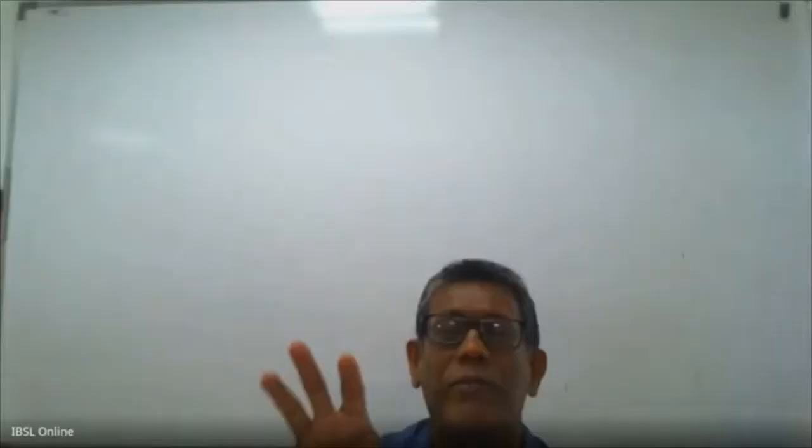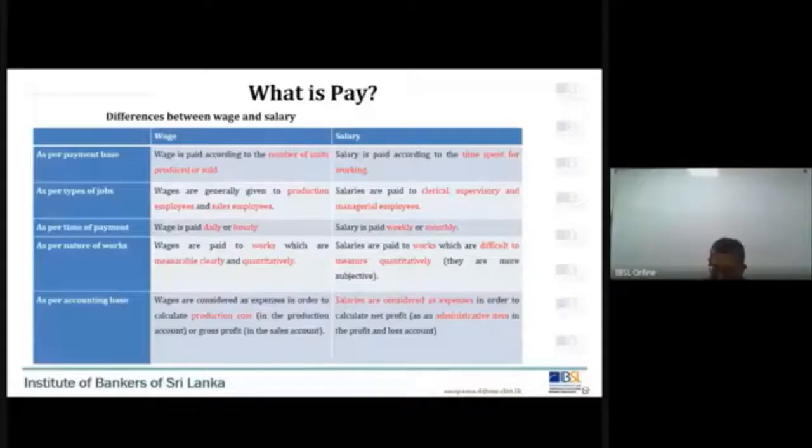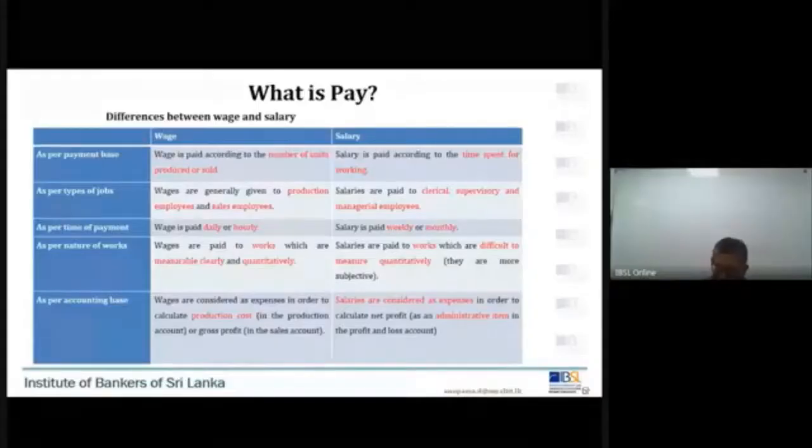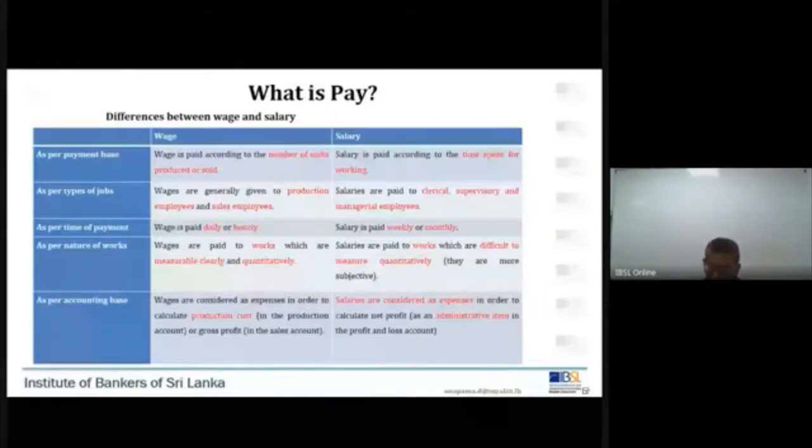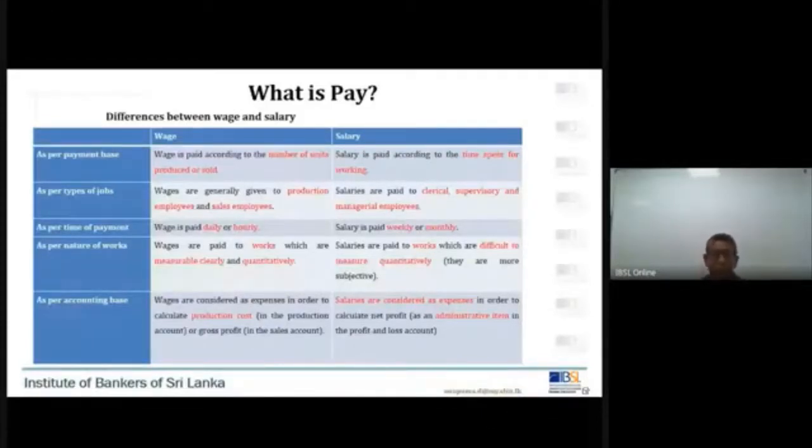Usually the salary is given to people in some sort of managerial employment, right? Whereas wages are usually for non-managerial employees. You work hard, you get this pay, right? Wage is usually paid daily or hourly, but salary is usually paid weekly or monthly, right? Wage is easy to measure, but salary is very subjective sometimes, right?